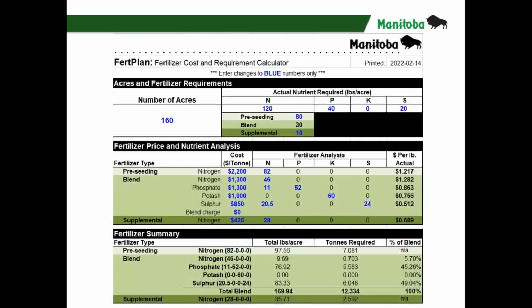Our fertilizer calculator, we have this in Excel. Again, a quick and easy way to look at different fertilizing rates, different fertilizing costs. Many people have this, just to let people know that Manitoba Agriculture has one as well.